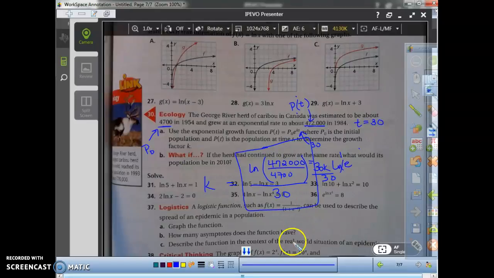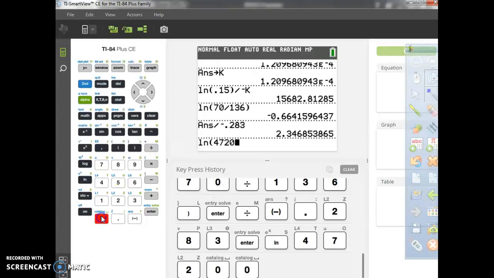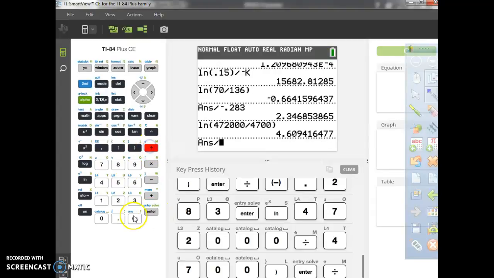Okay, I like this. So you would do it in the calculator, and you would basically just do ln of 472,000. Be careful, it is not divided by the ln of 4,700. It's the ln of the whole thing. Y'all be careful with that. And then I would divide by what? 30, right, thank you.